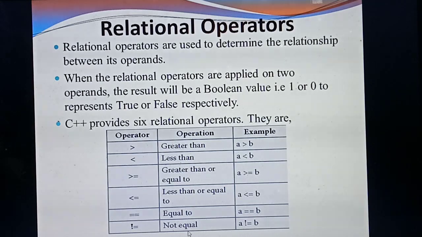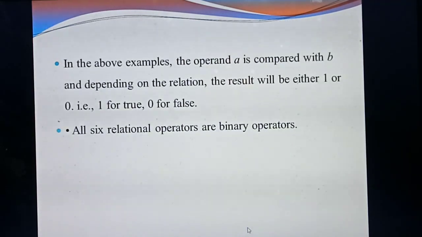These symbols you have already studied thoroughly in maths. This is the symbol for greater than, the symbol for less than, this is greater than or equal to, this is less than or equal to, double equal to, not equal to. You are already familiar with these symbols. For example, they are giving A less than B, or A greater than B, A greater than or equal to B, A less than or equal to B, A double equal to B, or A not equal to B.